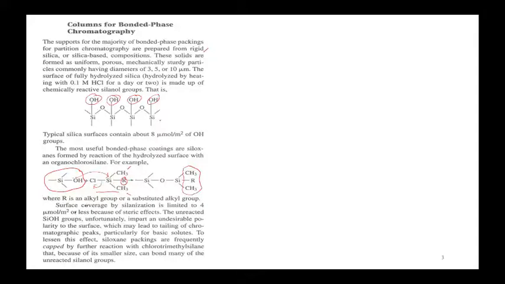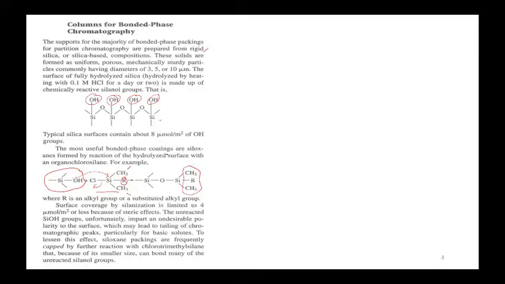Okay, so generally the R is an alkyl group or a substituted alkyl group. Surface coverage by this silanization process is limited to 4 micromole per meter square or less because of steric effect. So when you have this bulkier group, definitely it will be difficult to convert all the OH functionality to the corresponding ether group.